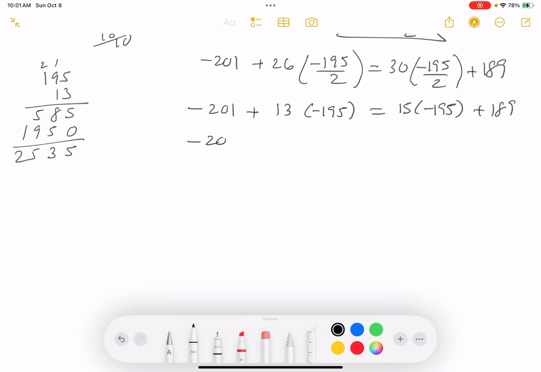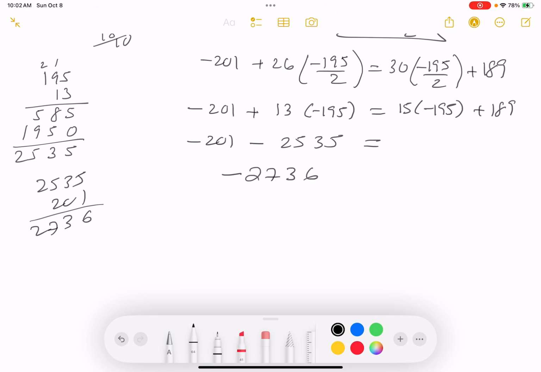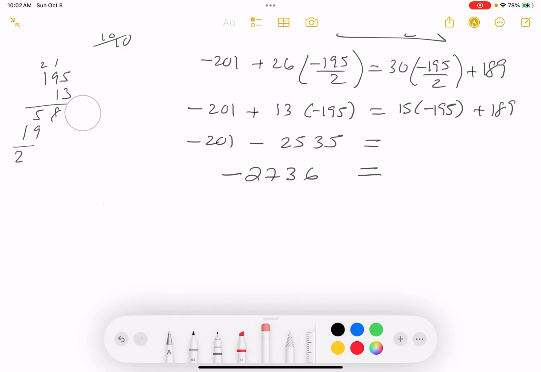So minus 201 minus 2535. I'm going to add those two numbers together. 2535, 201. You get 2736. All right, let's go to this side. Let me get my eraser. I get rid of my arithmetic. I really don't need that arithmetic anymore. But I want to do the arithmetic on the other side.